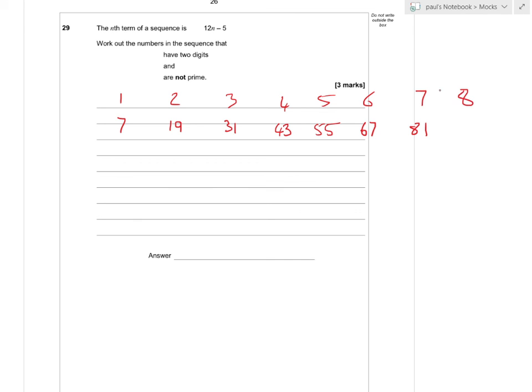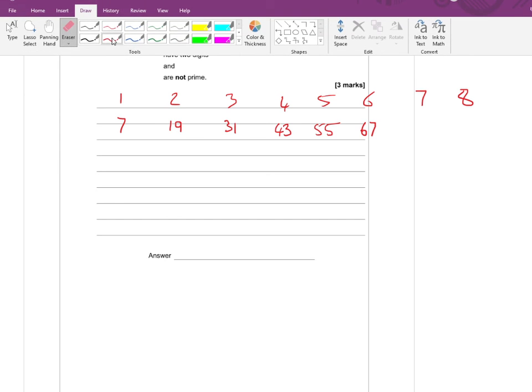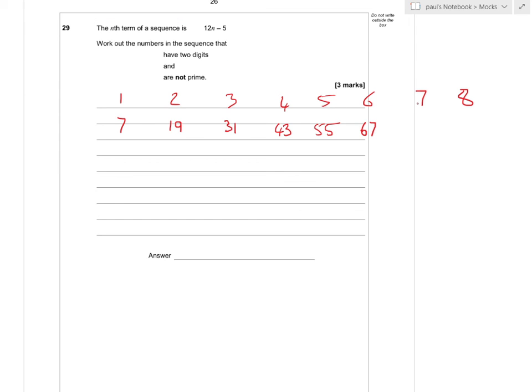Right, work out the numbers in the sequence that have 2 digits and are not prime. Oh, can we do an 8 as well? 12 eights are 96 minus 5, and no. Let's do 5 12s are 60, 6 12s are 72, 7 12s are 84, that's not right, is it? 5 12s are 60, 72, 84, take away 5 is 79. 8 12s are 96, take away 5 is 91. 9 12s are 108, take away 5 is 103. So too big.